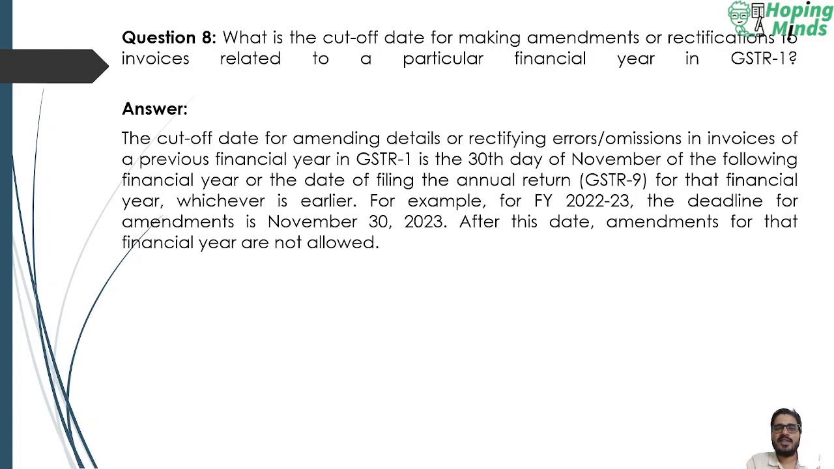Moving ahead, what is the cutoff date for making amendments or rectifications to invoices related to a particular financial year in GSTR1? The cutoff date for amending details or rectifying errors or omissions in invoices of a previous financial year in GSTR1 is the 30th day of November of the following financial year or the date of filing of the annual return, that is GSTR9, for that financial year, whichever is earlier. For example, for financial year 22-23, the deadline for amendment is November 30th, 23. After this date, the amendment for that financial year is not allowed.